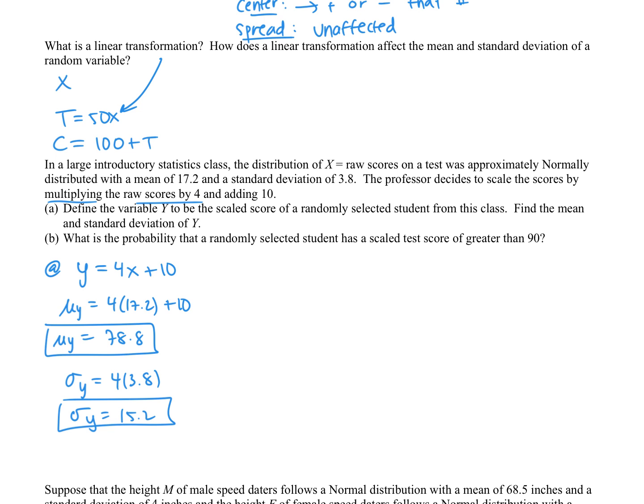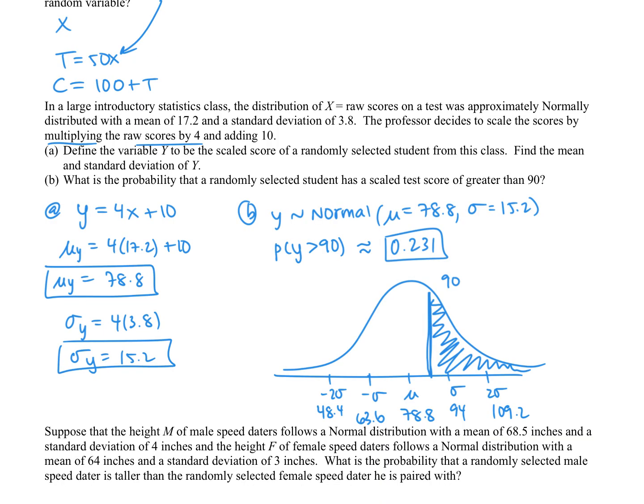Okay, what is the probability that a randomly selected student has a scaled test score of greater than 90? I want you right now to do part B perfectly. So, what kind of distribution is this? Show the work that you need to show. Make sure you come up with the correct answer. It's a normal distribution, so show all of the normal stuff. Take 3 minutes, please. Okay, here's what I got, 0.231.